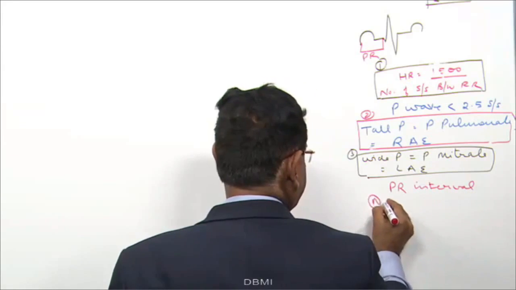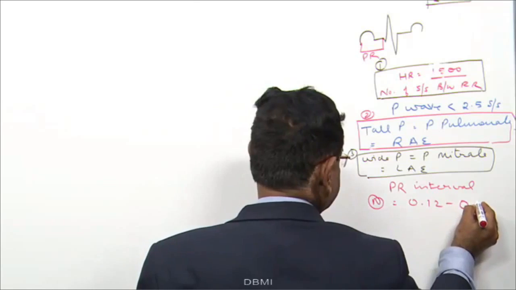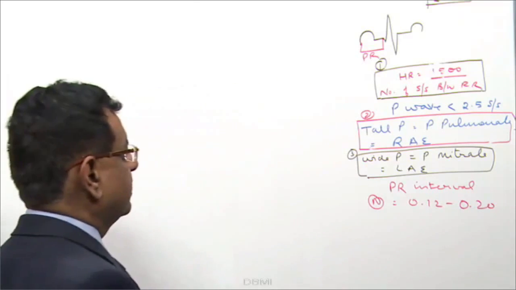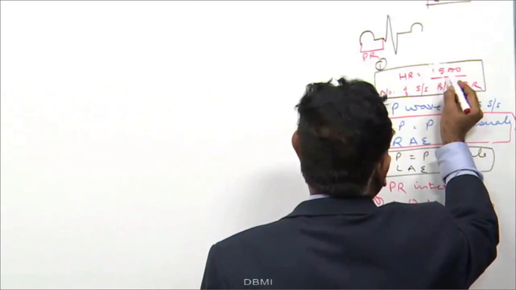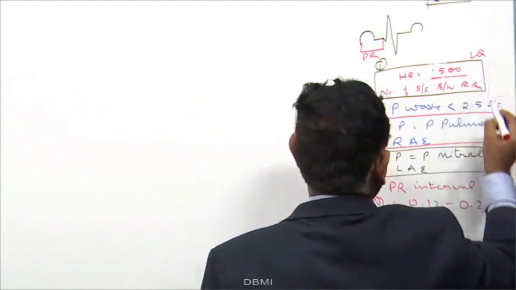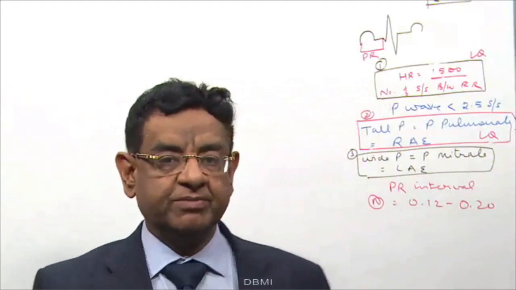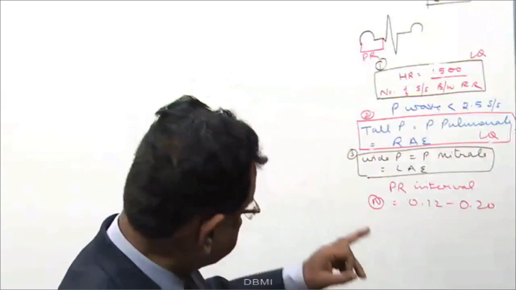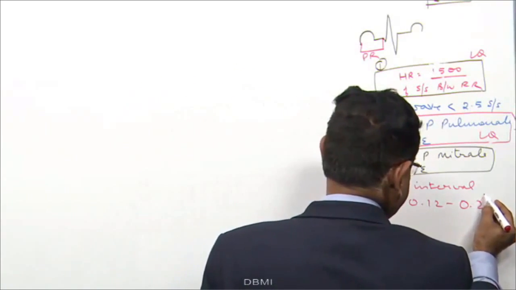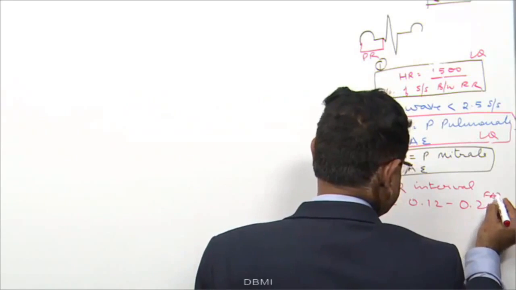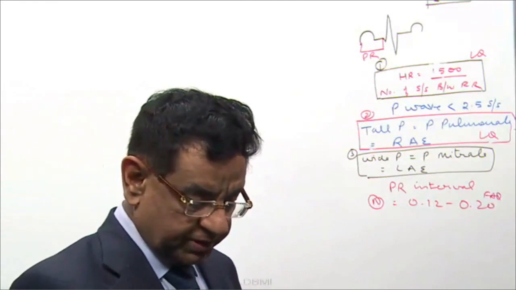Normal PR interval is 0.12 to 0.20 second. And one thing I forgot, this was again the latest question in AIIMS exam. Latest question means which have come in the recent exams. PR interval is a very frequently asked question. The normal PR interval is 0.12 to 0.20 second.